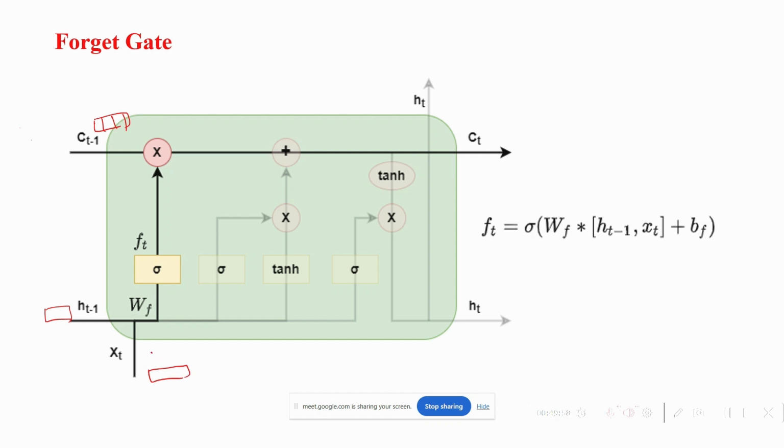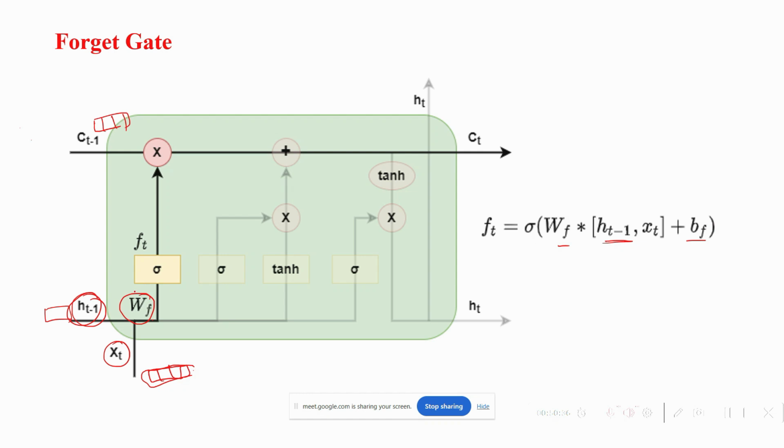Then what happens? We concatenate HT minus 1, which is the previous hidden state information, and the present state input value. That concatenation is multiplied by the weight of the forget gate, and that is added to the bias term, the bias of the forget gate.